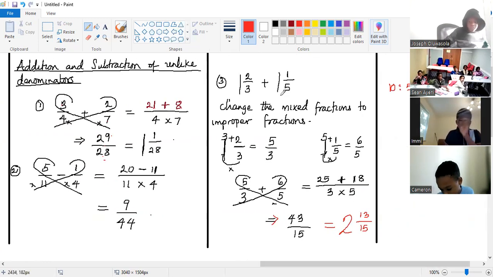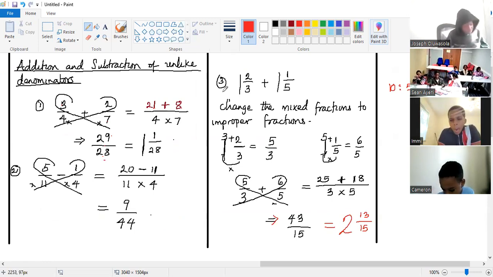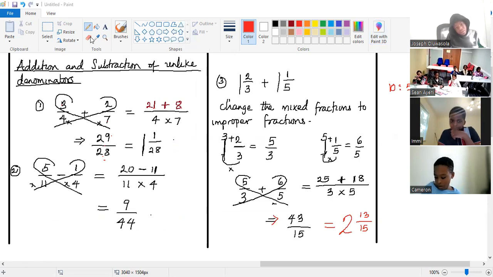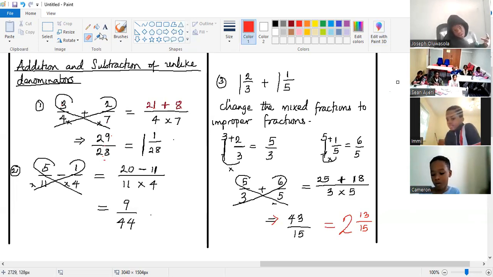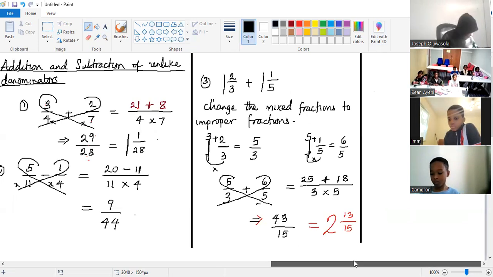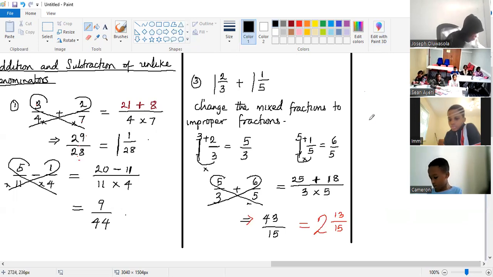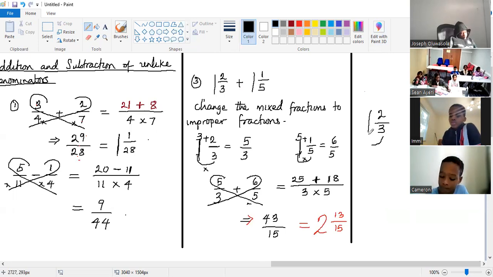Then for this particular question, we've got a mixed fraction. But a mixed fraction works a little bit differently from the other type of fraction, because we need to first change the mixed fraction to an improper fraction. Some of you cannot remember how anymore. I said, if you want to change to an improper fraction, say you have 1 and 2 over 3, to an improper fraction, you make an arc here.